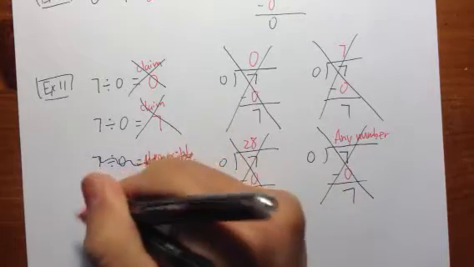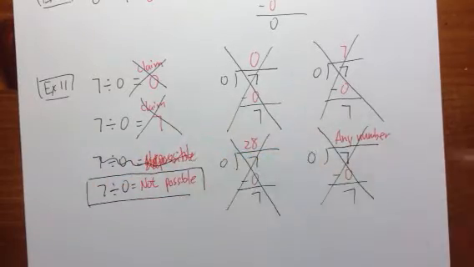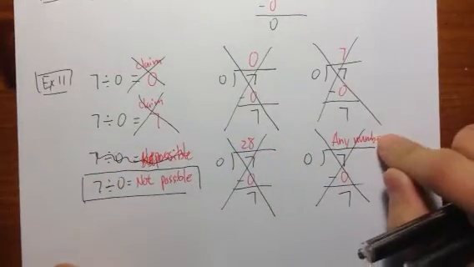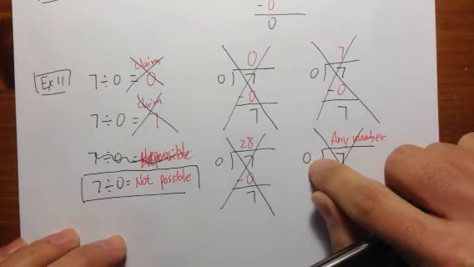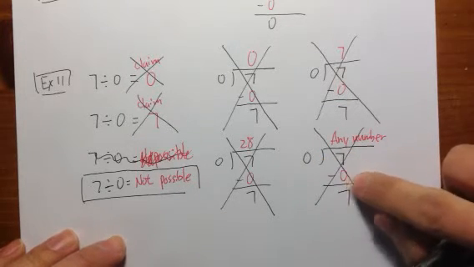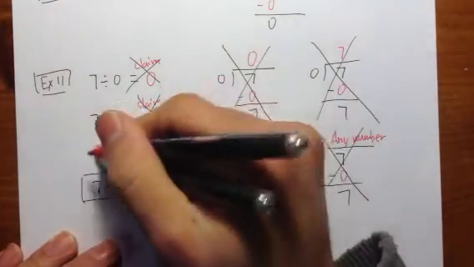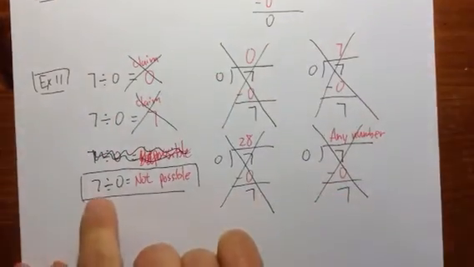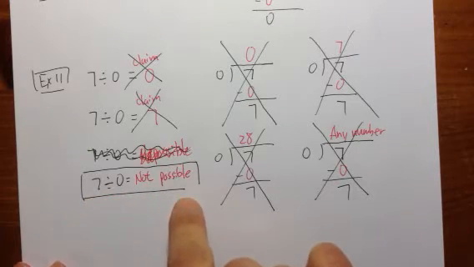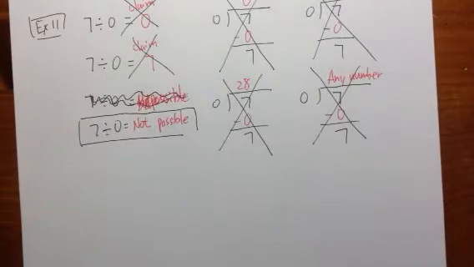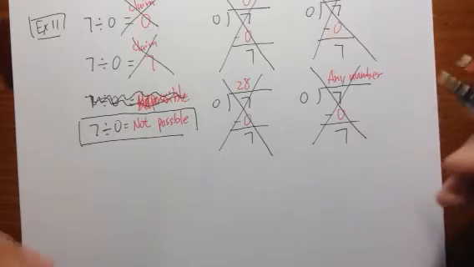7 divided by 0, this is not possible. Because if you put any number right here, any number times 0 will give you this 0, and the 7 is still the 7. Nothing really happened. So that's why I said 7 divided by 0 is not possible. And maybe 7 is just a weird number.